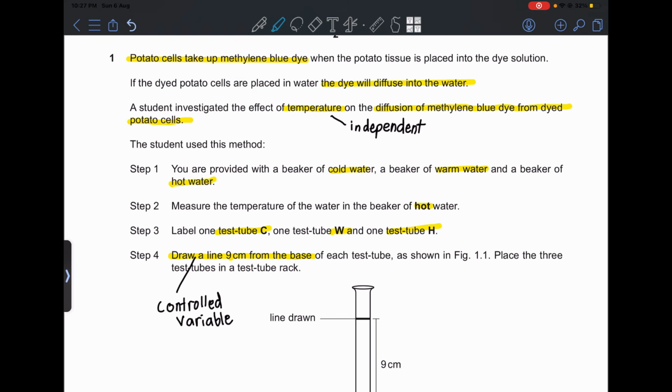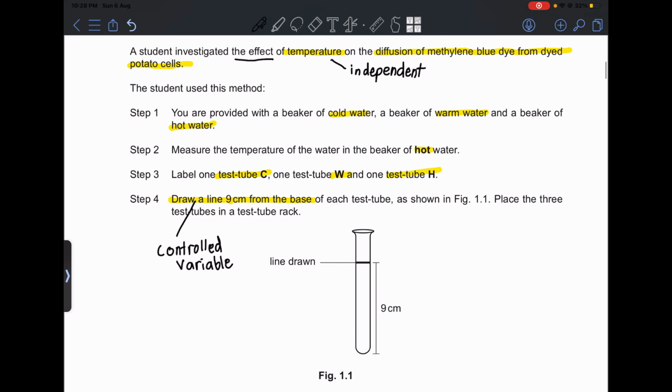Question 1. Potato cells take up methylene blue dye when the potato tissue is placed into the dye solution. If the dyed potato cells are placed in the water, the dye will diffuse into the water. A student investigated the effect of temperature on the diffusion of methylene blue dye from the dyed potato cells. So as I have explained in my previous paper 6 videos, anything that comes after the words "the effect of" indicates that the thing that follows is actually the independent variable. The students use this method.